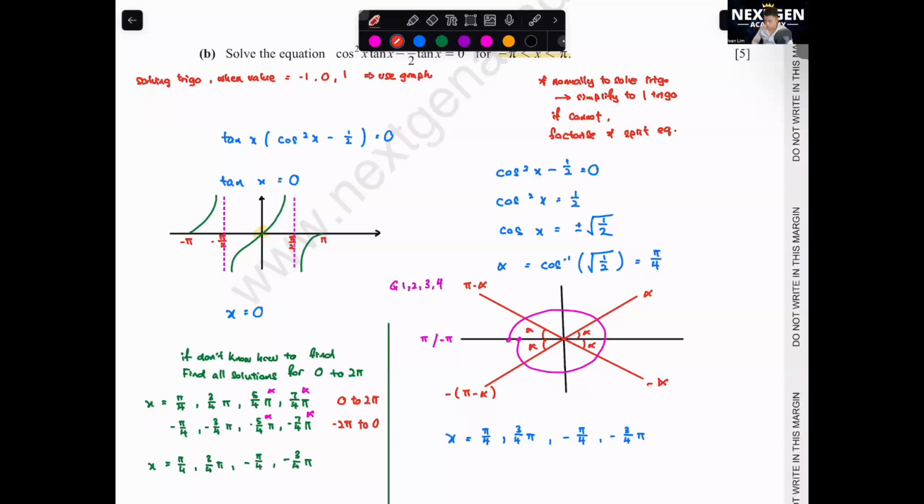How did I get 3 over 4 pi? Pi minus 1 over 4 pi. Your base angle is pi over 4, so pi minus alpha. Okay, pi minus alpha. Okay, good. Okay, 6, 6, 6. Let's see how the 6.